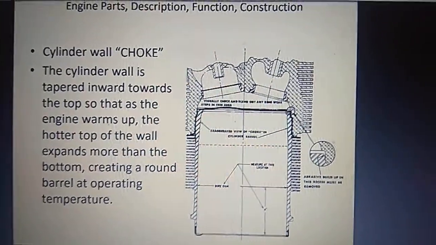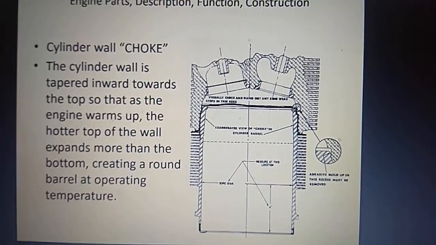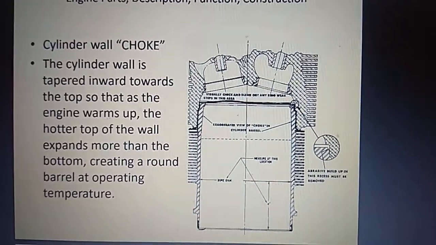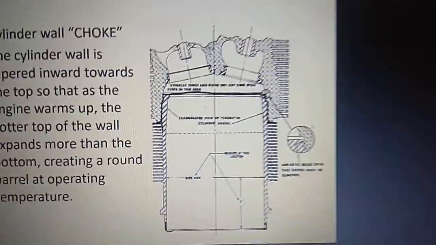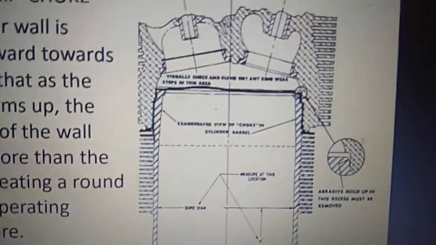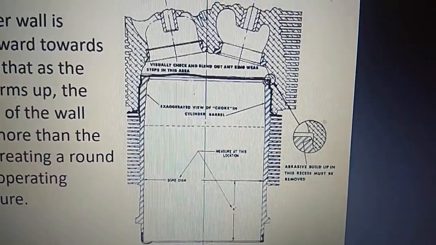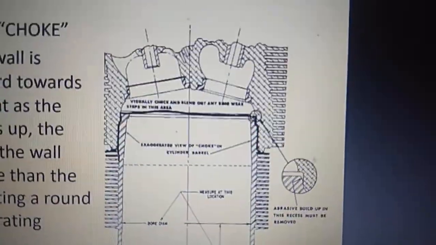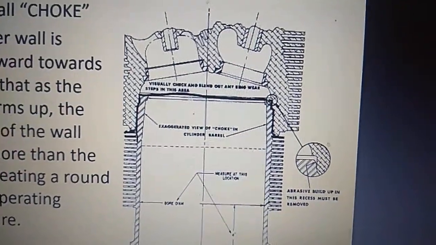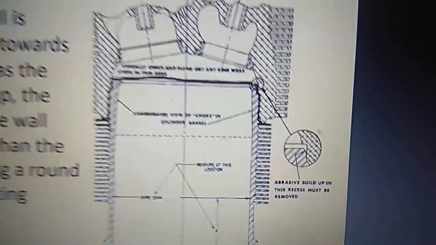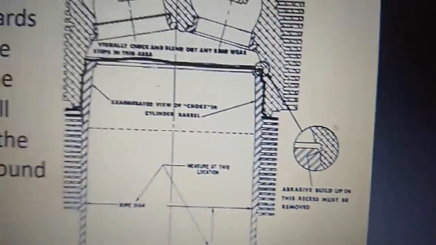Cylinder wall choke. The cylinder wall is tapered inward towards the top so that when the engine warms up, the hotter top of the wall, which expands more than the bottom, creates a round barrel at operating temperature. You can see here a sectional view of a choked cylinder barrel. There is an abrasive buildup in these races that must be removed.